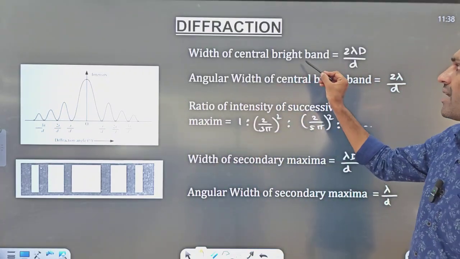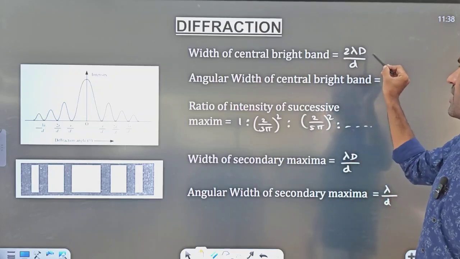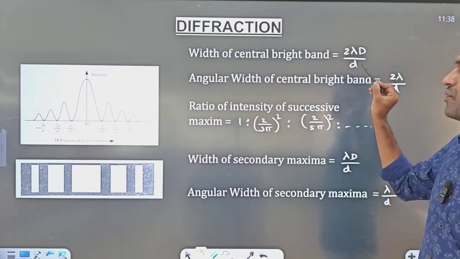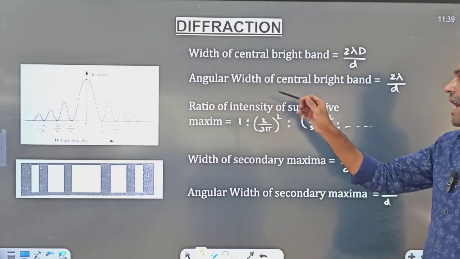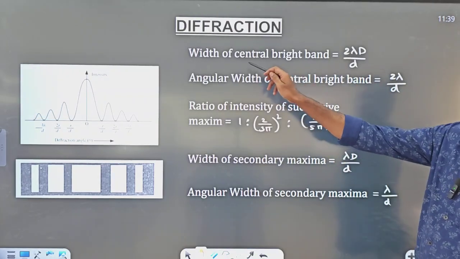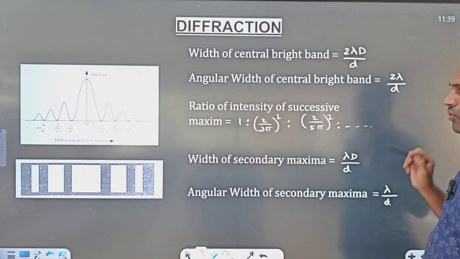Okay, width of central bright band, it is given by 2 lambda into capital D by small d. What is capital D? Distance of the screen. What is small d? It is width of that single slit we use in the diffraction, right? Okay, angular width of central bright band, it is 2 lambda by small d.